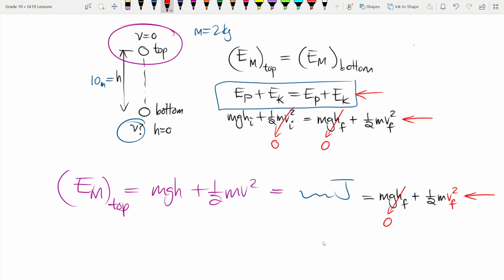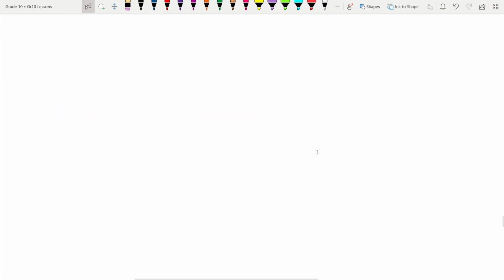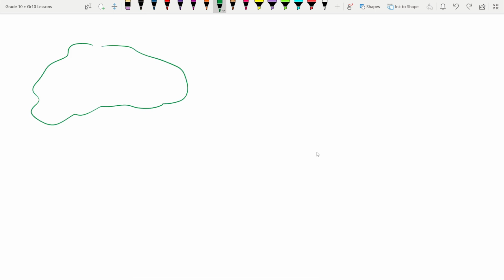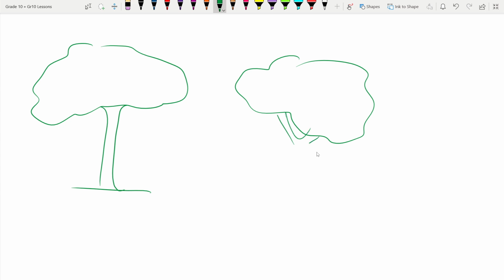Okay, simple as that. One last example. I did try to get the question paper, but couldn't find it. They have this, it's a tree, and then there's another tree here. And then they say there's an apple here, and there's someone on a swing.